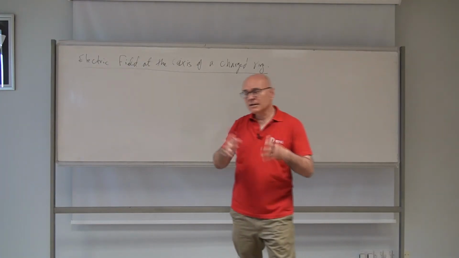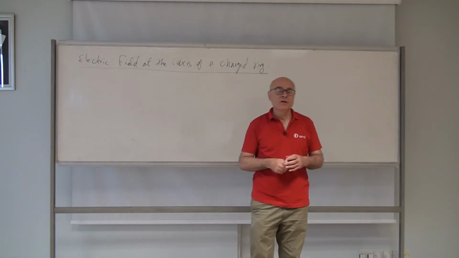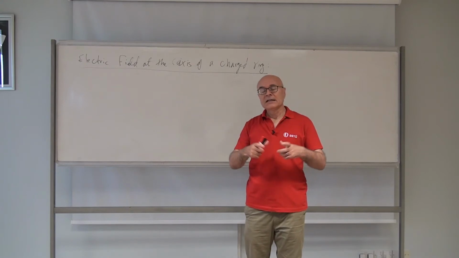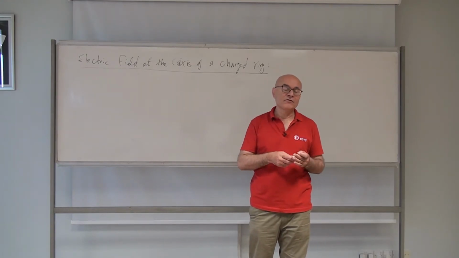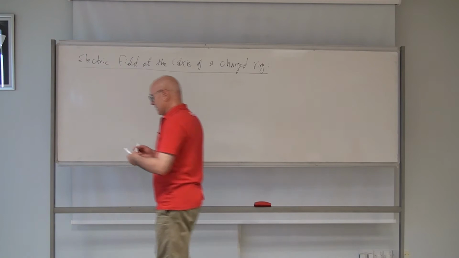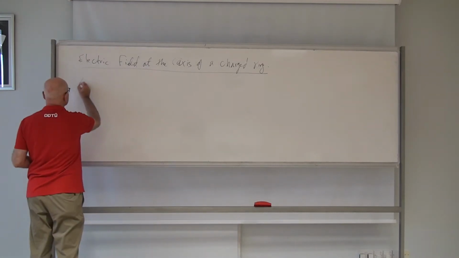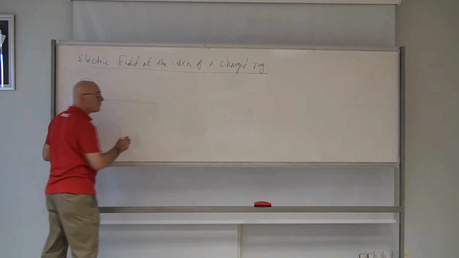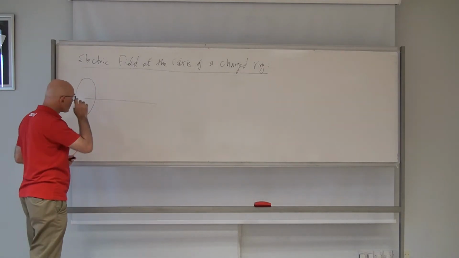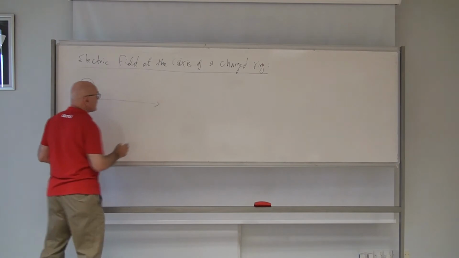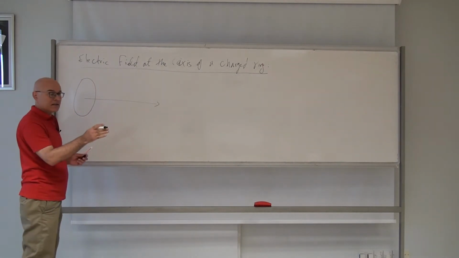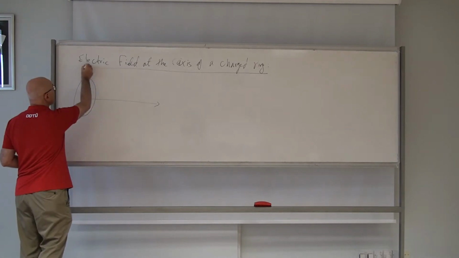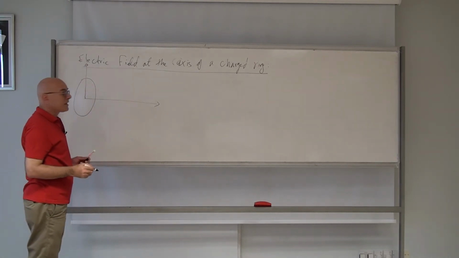Now we will consider another charge distribution, where we have the charge distributed uniformly over the circumference of a ring. And we want to find the electric field at an axis passing through the center of the ring. Now we assume the ring is placed in this way.